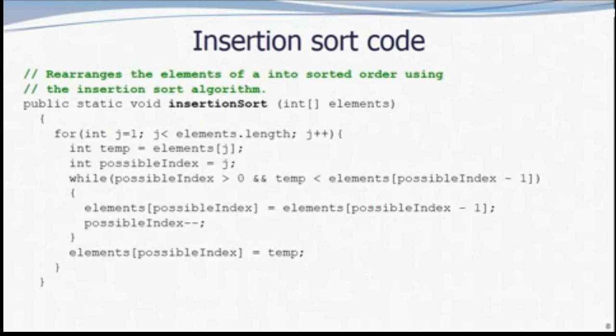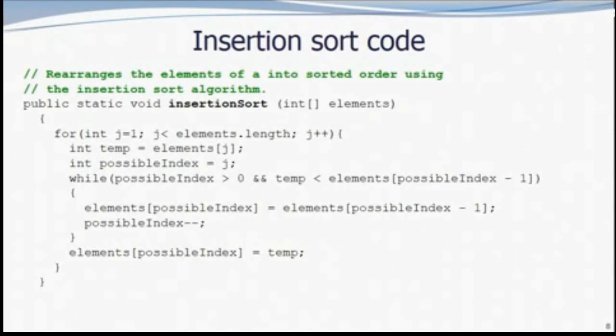J starts at 1 because it's going to go backwards. We assume that the first element is a sorted list. Because if I have the number 5, is that sorted? Yeah, it's sorted. There are no bigger elements to the left and no smaller elements to the right. It's just a 5. Technically, that's sorted. So we skip that first element.